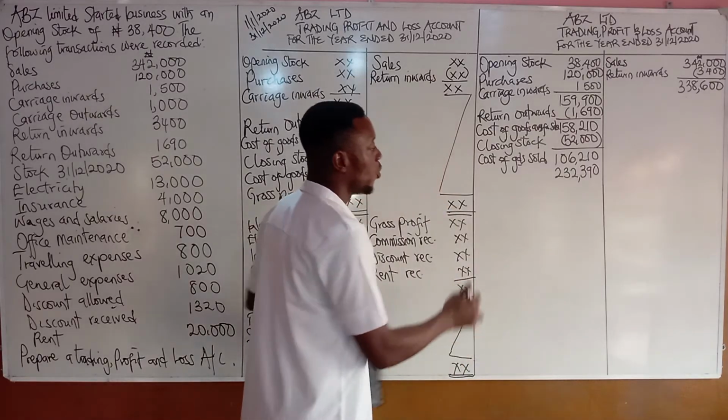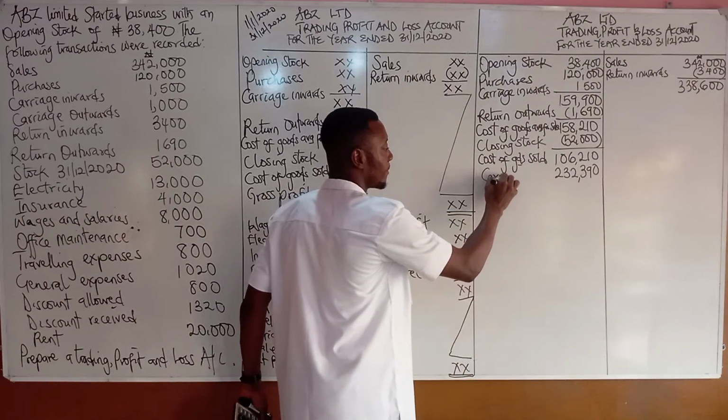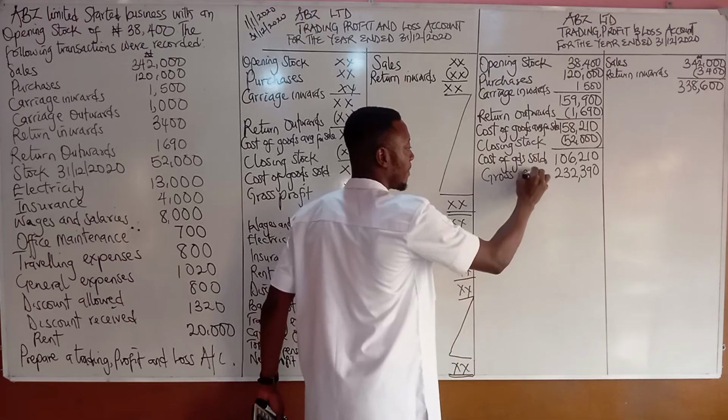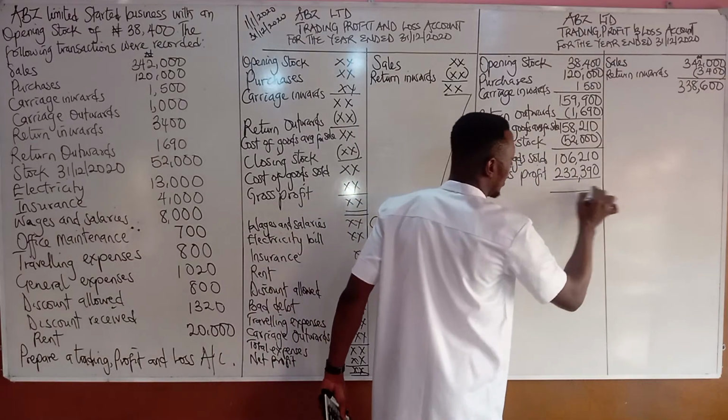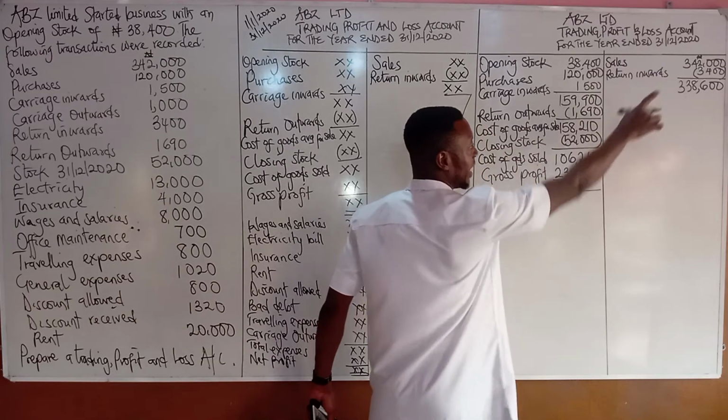232,390. This will become what? My gross profit. Meaning that they made gross profit. If we add this together, it must give us that.